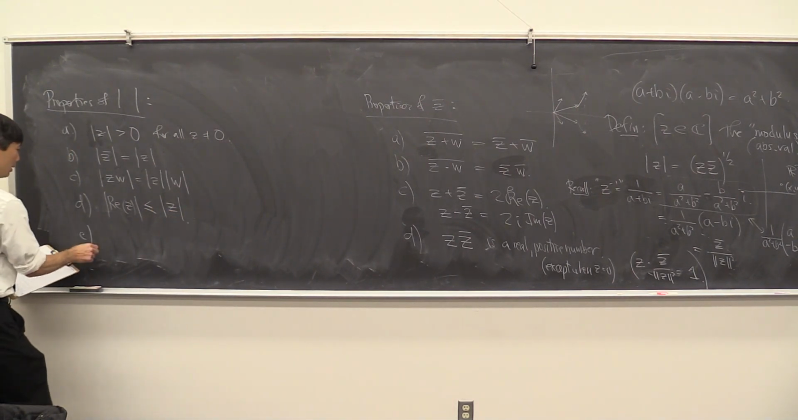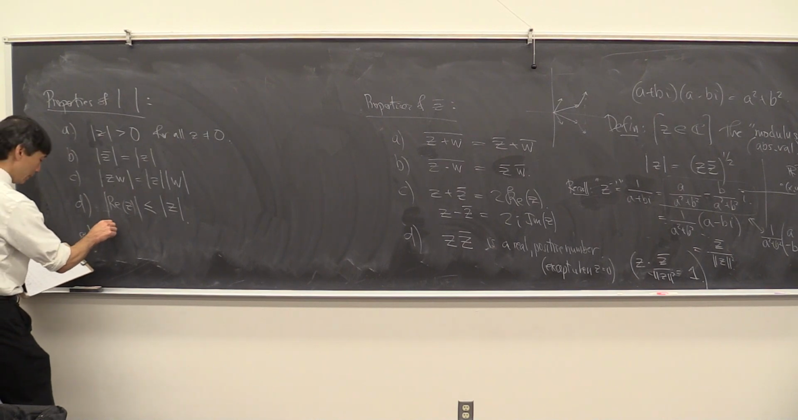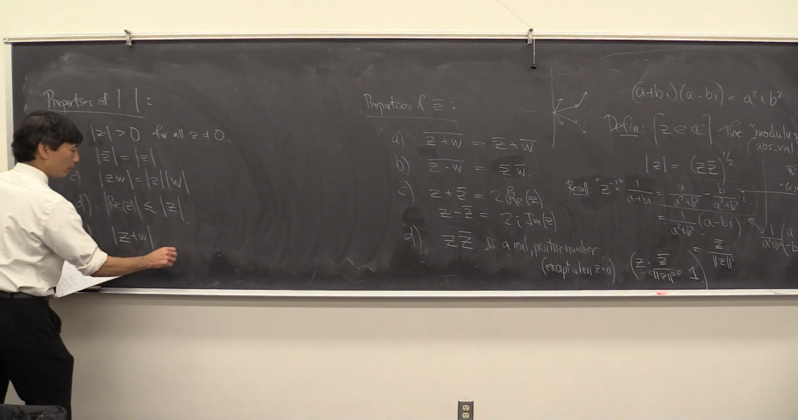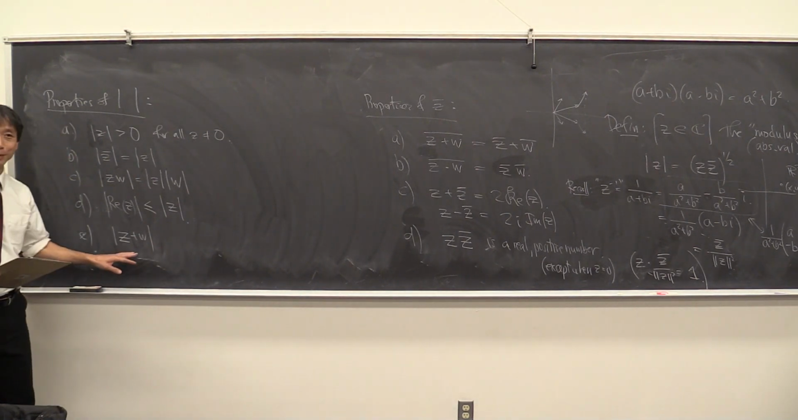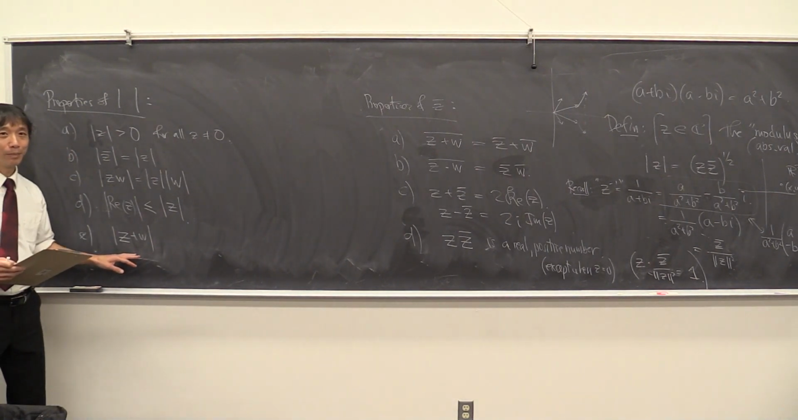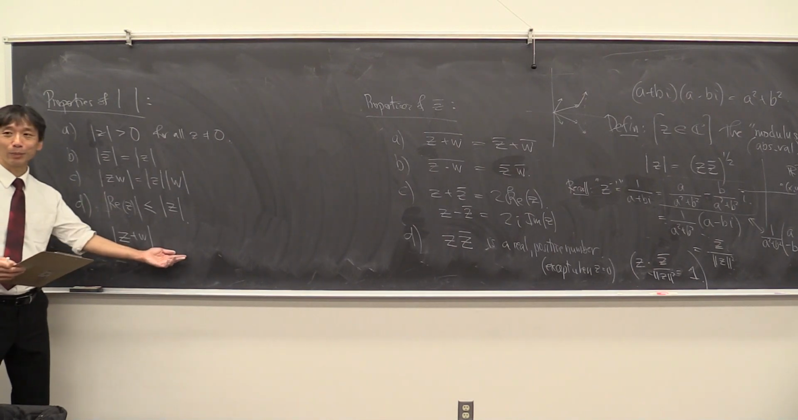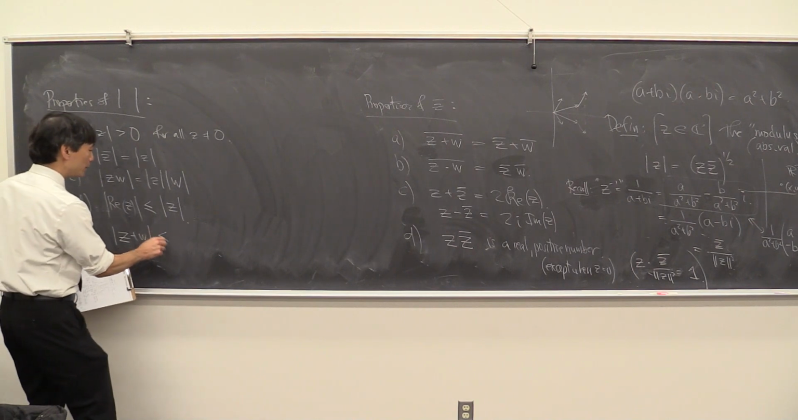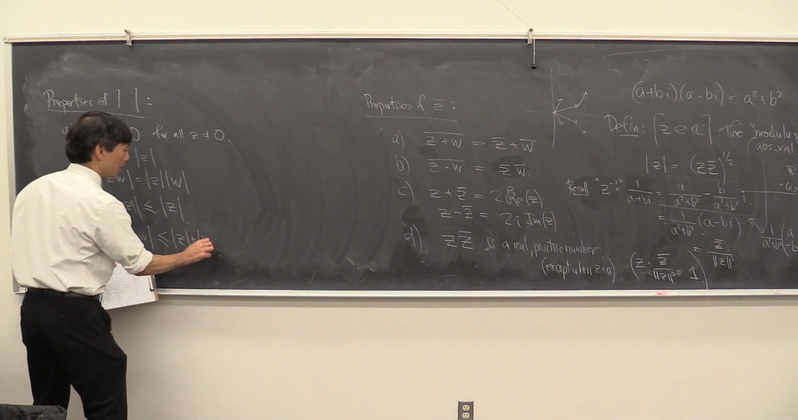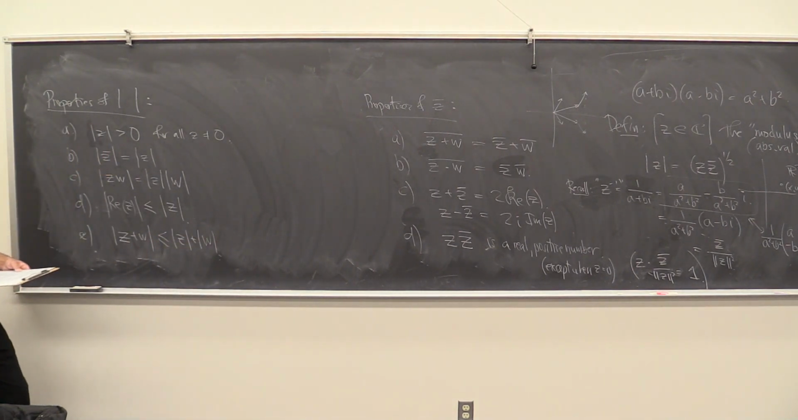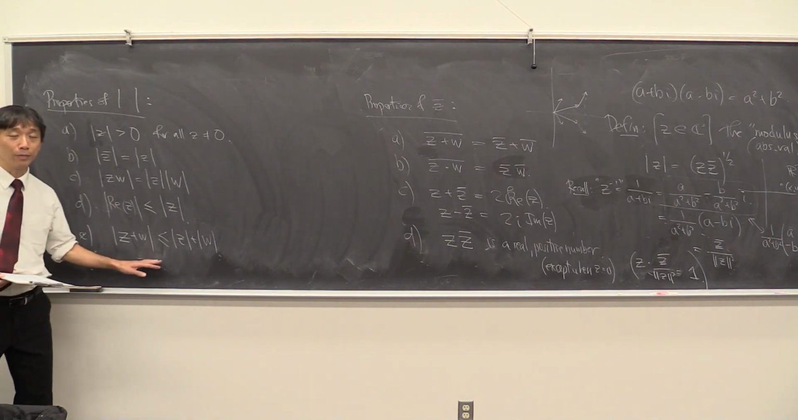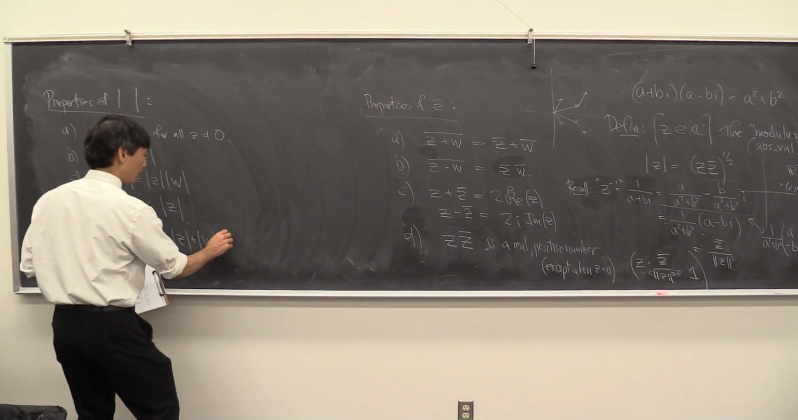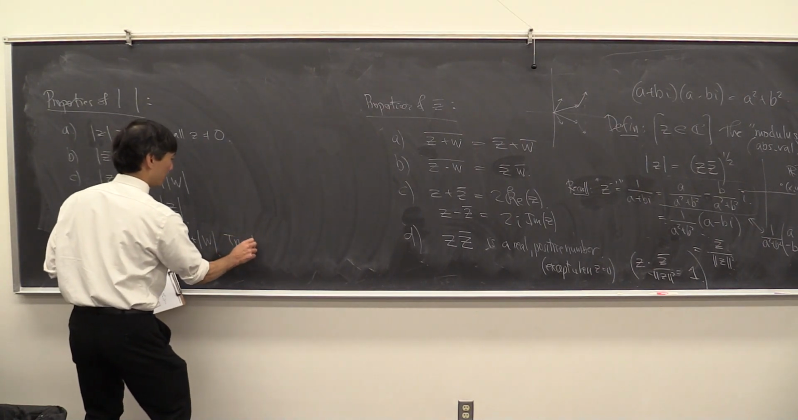And the last one, maybe the most important one, is that the modulus of the sum, what am I going to say? Anybody know the answer to this? The modulus of the sum, the absolute value of the sum, is less than or equal to the sum of the absolute values, right? This is the so-called triangle inequality.